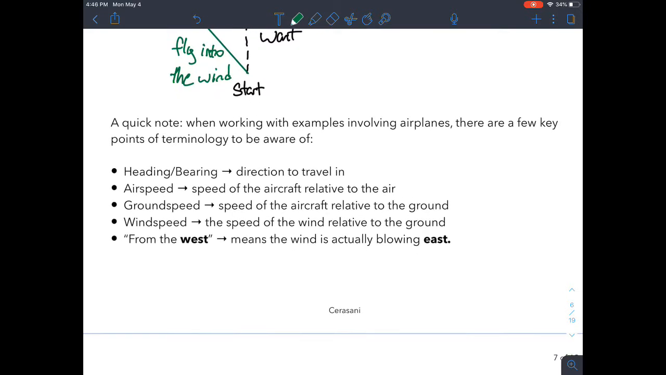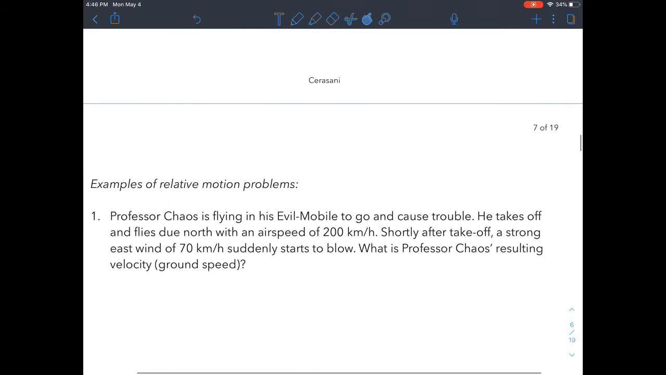When we're dealing with planes, there's just some different terminology here. Whenever it says heading or bearing, that means the direction. Airspeed is the speed relative to the air. Ground speed is the speed relative to the ground. Wind speed is the speed of the wind relative to the ground. And the big one is if the wind says from the west, that means it's actually blowing east. So from the west means it's starting west and it's going towards the east. So just a couple things terminology-wise to keep in mind. So let's try an example.